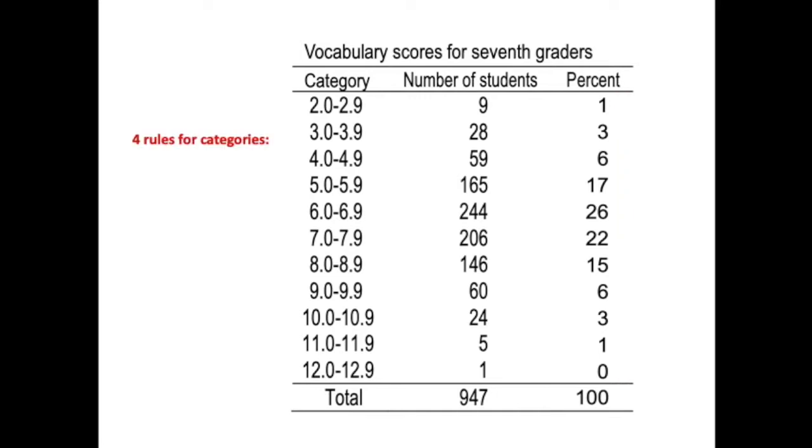There are 4 rules for creating these categories. First, they must all be the same width. Here, each category contains values for one integer. They include both lower and upper limits, and they must be mutually exclusive of one another. This means that they do not overlap, so that scores can be placed into only one category.